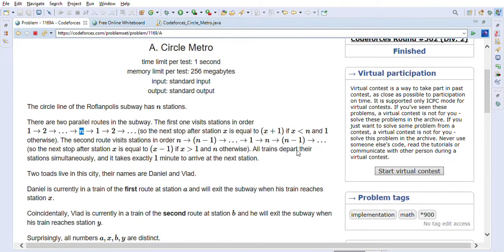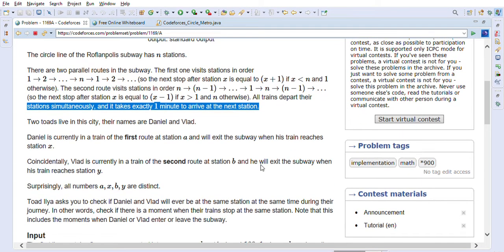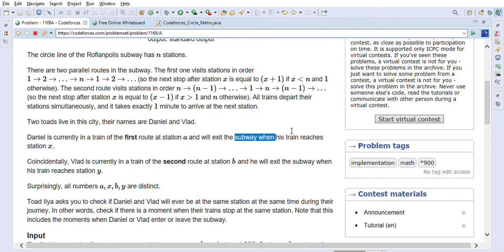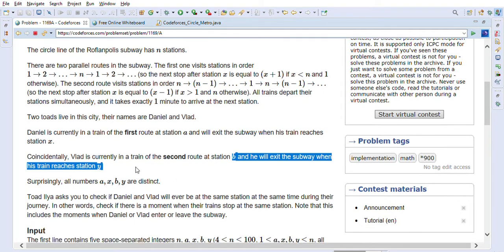After that, all trains depart their station simultaneously, and it takes exactly 1 minute to arrive at the next station. So two toads live in the city. Their names are Daniel and Vlad. Daniel is currently in a train of the first route at station A and will exit the subway when his train reaches station X, right? Coincidentally, Vlad is currently in a train of the second route at station B and he will exit the subway when his train reaches station Y. So both are going in opposite directions. That's what they are saying.